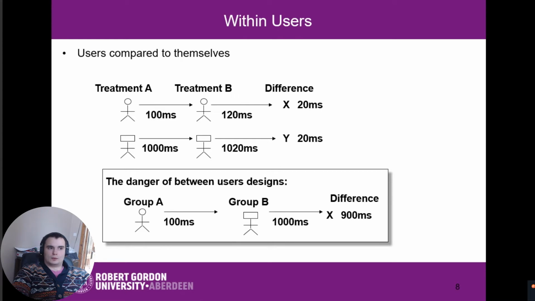In the between groups design, if you had compared them, you would find a 900 millisecond difference. And that is huge, and that is false. So it needn't actually go completely against what you're trying to show, but it's just not true.